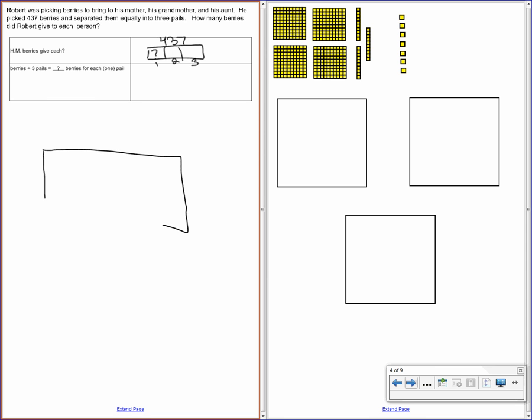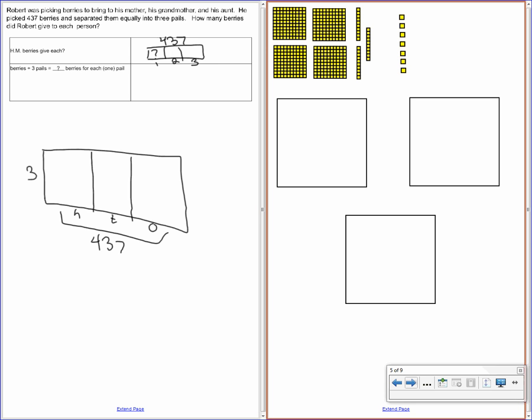Let me draw my area model. Remember, this whole model is worth 437. And we're going to divide it into hundreds, tens, and ones. And we are dividing by 3.